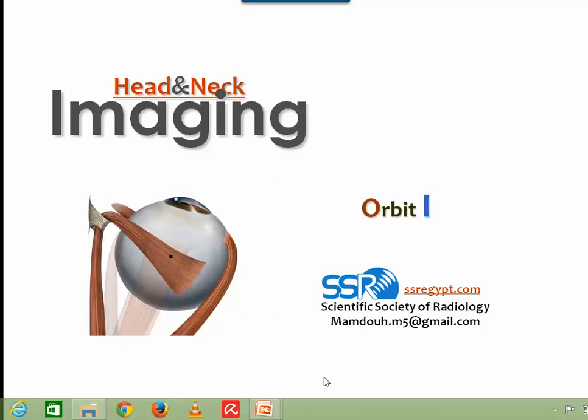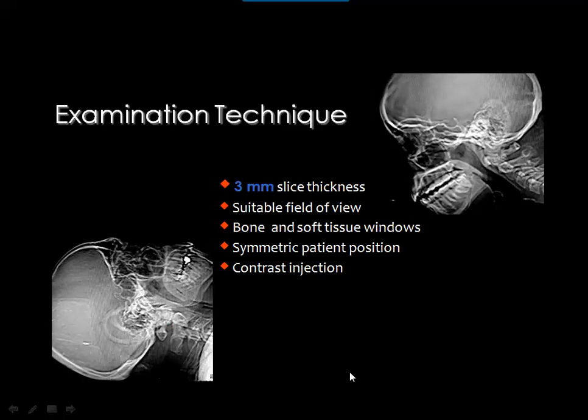Dear colleagues, this is one of the major topics in head and neck imaging concerning evaluation or imaging of the orbit. And because this is a relatively long talk, I have divided it into two parts. In the first part I will deal with the globe and the optic nerve, and in the second part I will handle the rest of the anatomic and pathologic details.